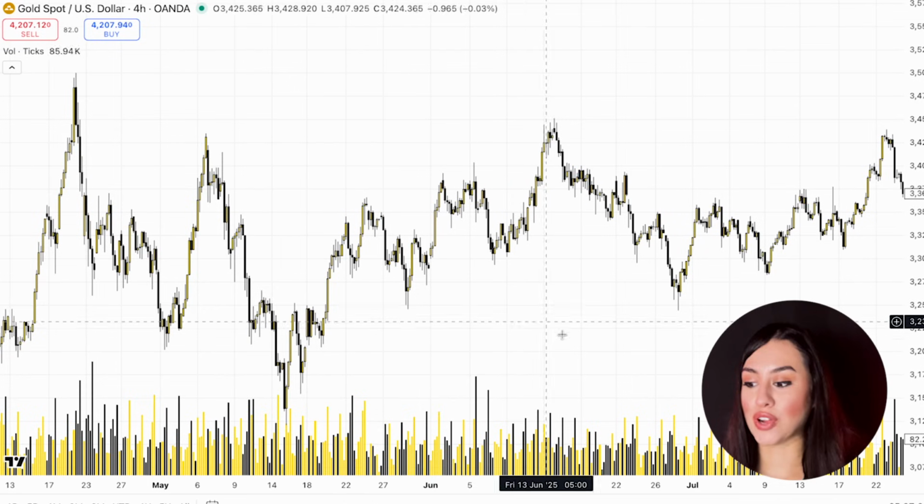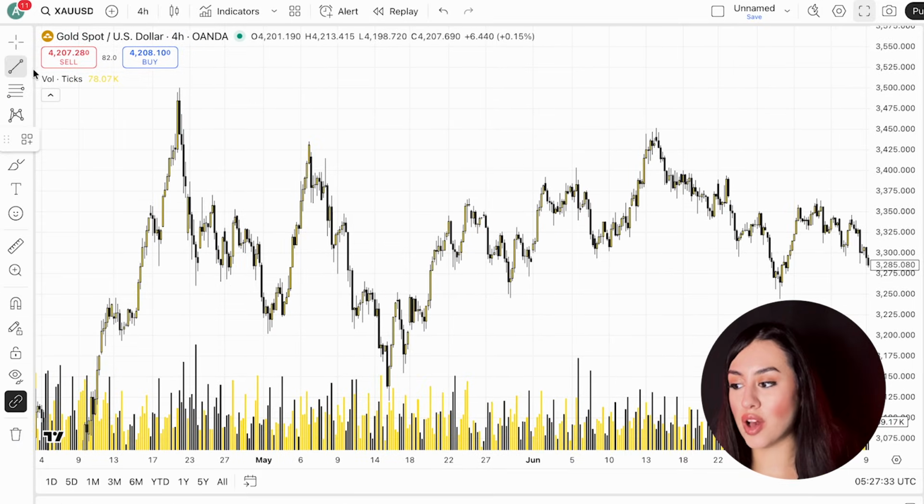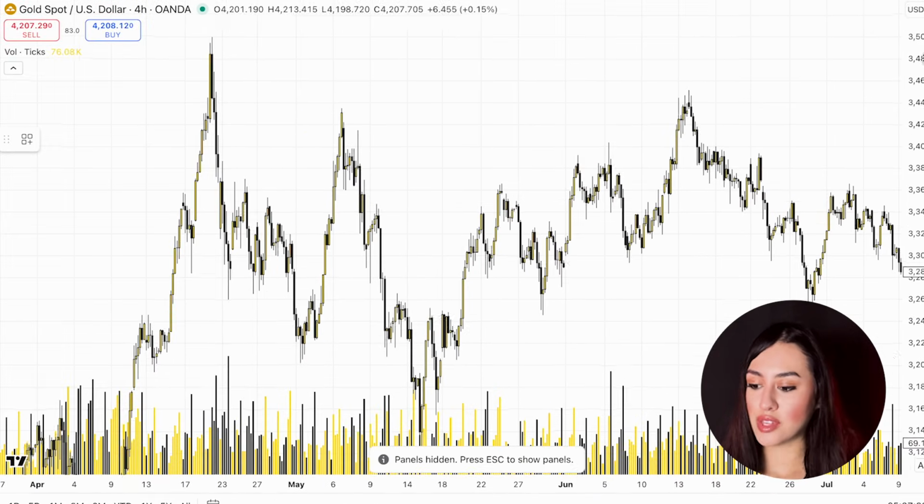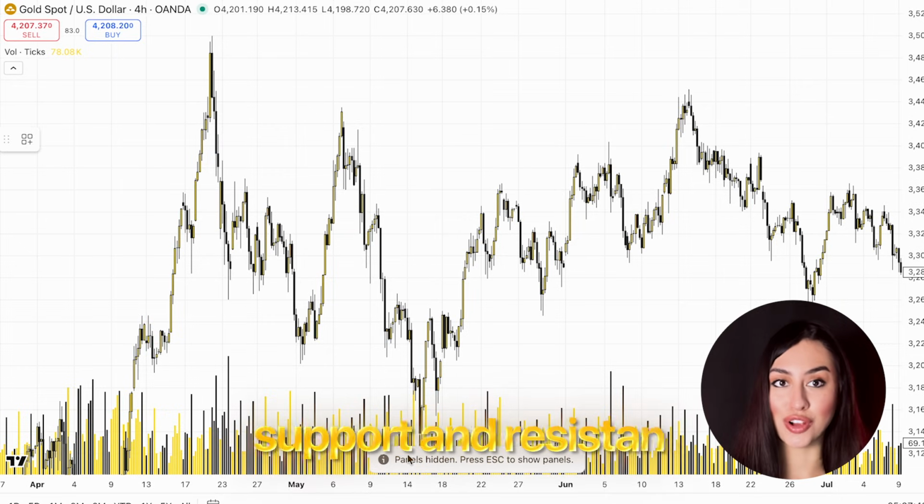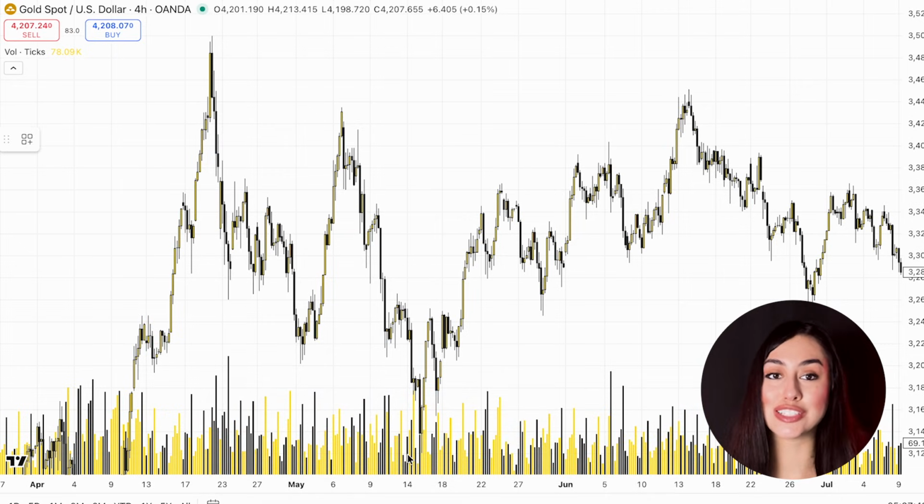So we're going to look for a resistance example, and we can go on TradingView and use our trend line. Support and resistance was definitely one of the first concepts that I learned during trading because it is so vital.